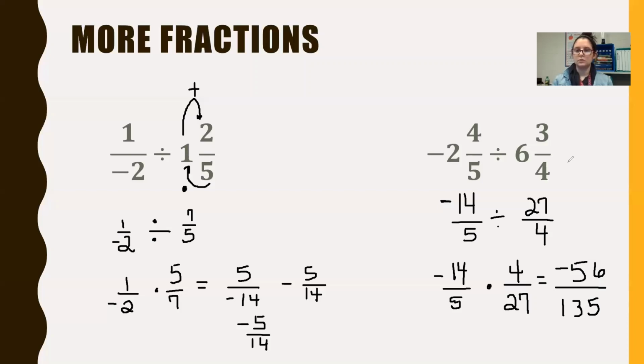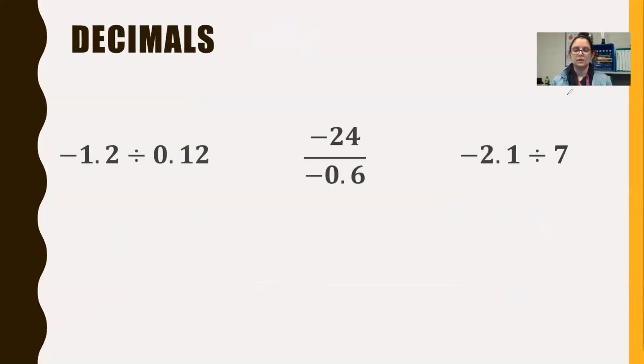Now let us look at a few decimal examples. These will all divide out evenly. They are based in our multiplication fact families. So I have -1.2 divided by 0.12. If you're not sure about how your decimal points work, go ahead and set up long division. So 0.12 divided into 1.2. Okay, we have a negative divided by a positive, so it gives us a negative answer.